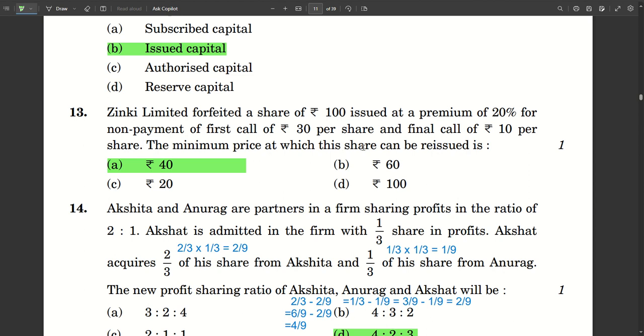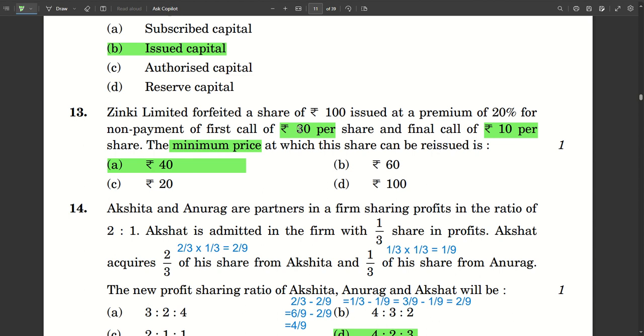The question asks for the minimum price at which the share can be reissued. This is a question which has become a hot favorite for everyone. This kind of question either asks the minimum price at which the shares can be reissued or the maximum discount that can be given on reissue. The minimum price at which the share needs to be reissued is the amount of non-payment. So rupees 30 and rupees 10 added up is rupees 40. So 40 rupees is the minimum price at which this has to be reissued.